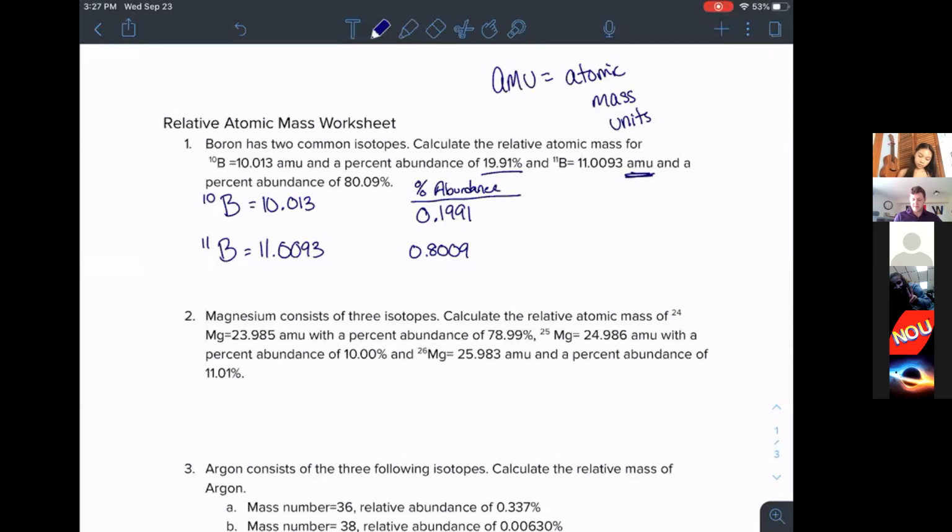The first step is we are going to multiply these two together, and we're going to multiply these two together. So we're going to take 10.013 and multiply it by 0.1991. Can anybody tell me what you get when you multiply those together? $1.9935883.